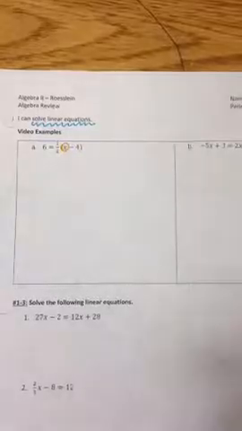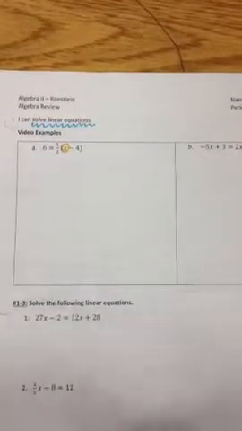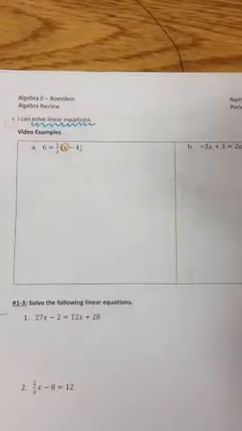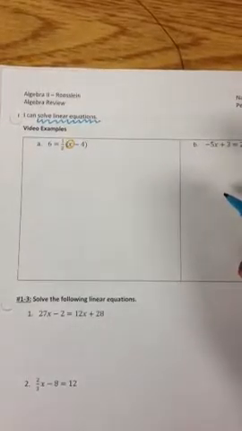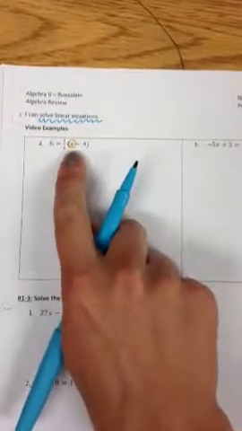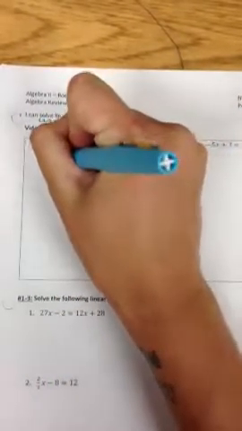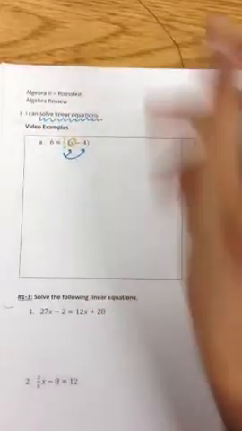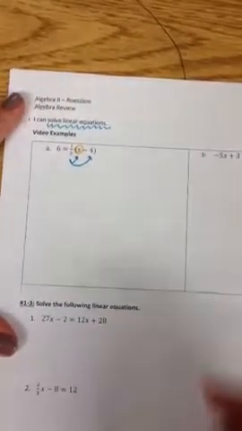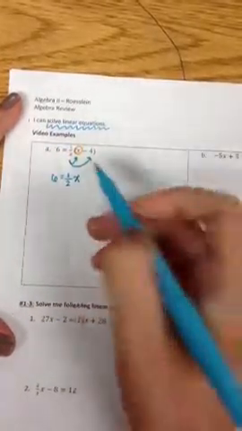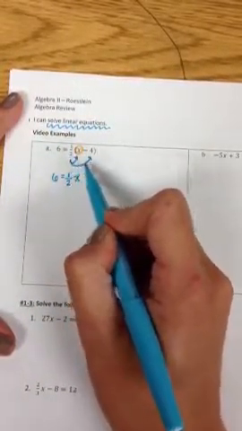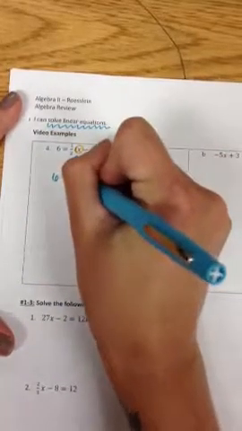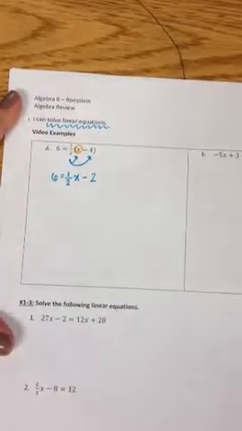You can do these problems in multiple different steps and multiple different ways, so I'm just going to run you through one of them. Whenever I see parentheses, I'm going to do some distribution here, and I'm going to distribute this 1/2. So I have 6 equals 1/2 x, and then 1/2 times -4 is -2.